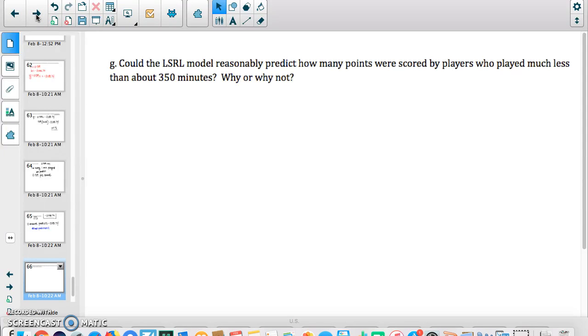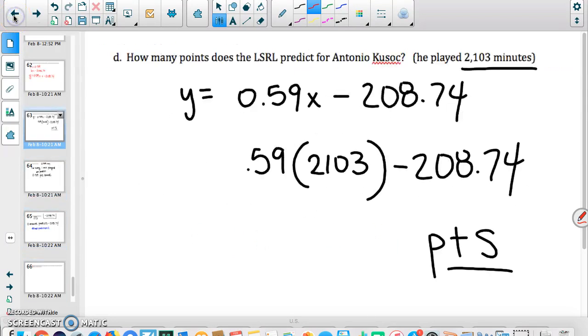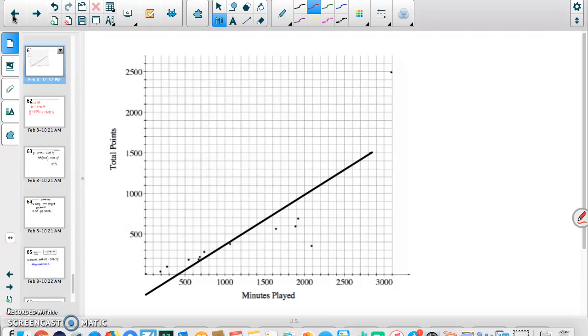Awesome, let's finish this up here. Could the line of best fit, or the least squares regression line, reasonably predict how many points were scored by players who played less than 350? All right, well, to do that, let's look back on our graph. Okay, so here's our graph. So for players who played less than 350 minutes, that's going to be players over here, right?